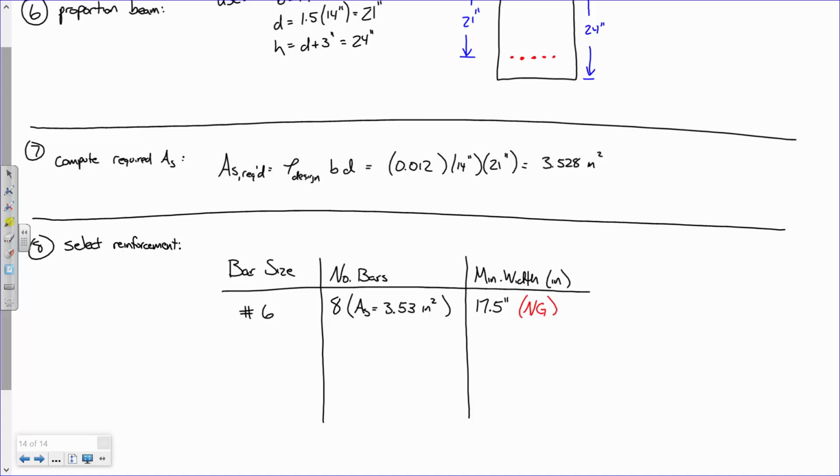Now we could arrange this in like 2 layers, and we could play with that a little bit. But right now, I want to get a design that we can ultimately tweak, that we can play around with. So this beam would not make sense because our beam is only 14 inches wide. We can't fit 8 number 6s in that web. We don't have enough room. So that's sort of what I'm doing here.